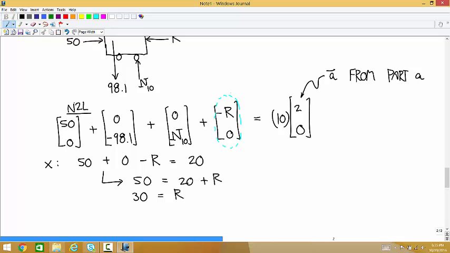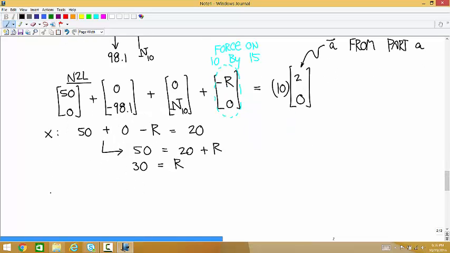This vector here represents the force on the 10 by the 15. All we have to do is substitute in this value for r. And so the force on the 10 by the 15 is equal to negative 30, 0.